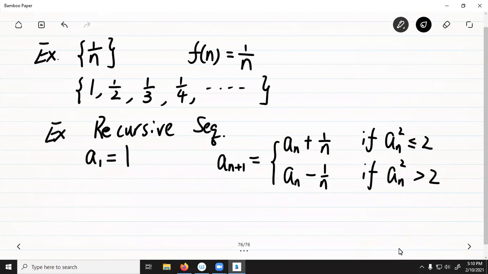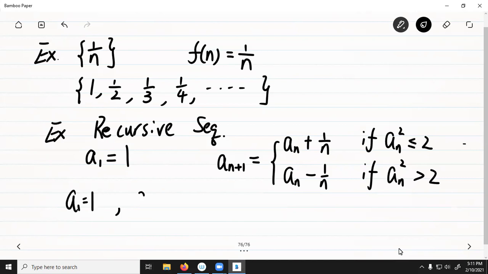So this is called the recursive sequence. a1 is given, the first number is given. Then the following numbers are determined by the previous one. If you plug in a1, we need to use the criteria. With 2 branches, which one should we choose? We check the condition: a1 squared equals 1, which is less than 2. So we take the first branch.